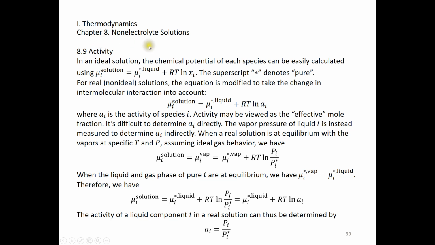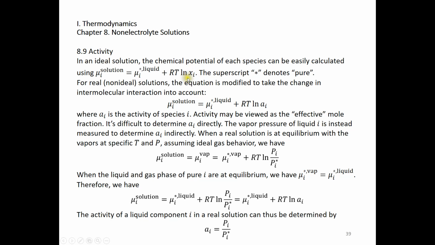Chapter 8, Non-electrolyte Solutions, Section 8.9, Activity. In an ideal solution, the chemical potential of each species can be calculated using this equation. The chemical potential of species i in the ideal solution equals the chemical potential of pure i plus RT times the natural logarithm of the mole fraction of i. Star denotes pure. For a real solution, we need to modify this equation.